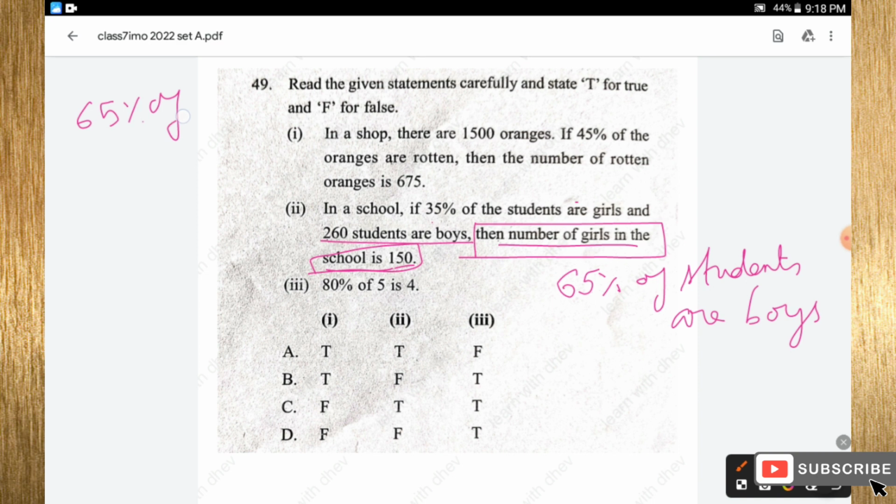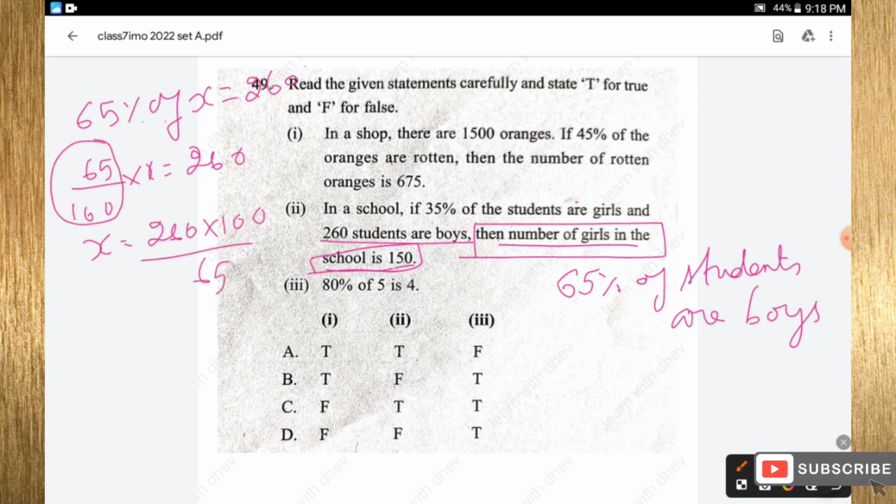So this is 65% of total students. Let me take the total students as x. 65% of total students must be equal to 260. Then we'll find out the total number of students. So 65 by 100 into x is equal to 260. So x is equal to 260 into 100 divided by 65. If the fraction moves to the opposite side, it will take the reciprocal, right? So 100 goes 20 times in the 5 table, 260 goes 20 times in the 13 table. So finally x is equal to 400. So 400 is the total number of students in the school.